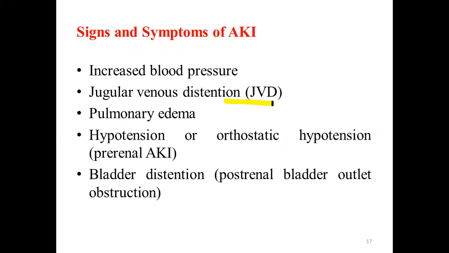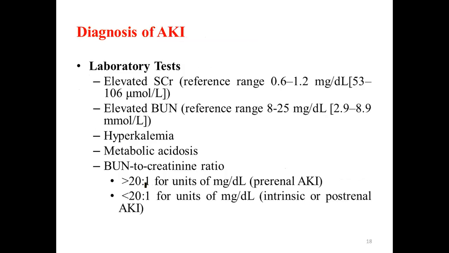Edema, I already mentioned that. Hypotension or orthostatic hypotension can occur, but this is true when a patient is having prerenal issues. And I've already mentioned the possibility of bladder distension. If there is an outlet obstruction, the patient can have this condition. So, what are the diagnostic tests that should be considered? Mostly, the physician relies on lab tests like serum creatinine, blood urea nitrogen, and looks at the potassium level. Possibility of metabolic acidosis is very, very common.